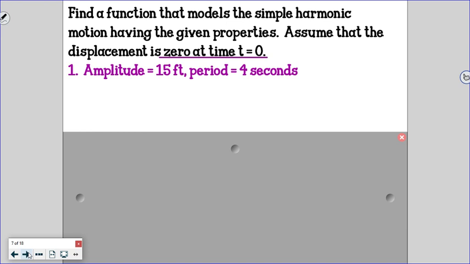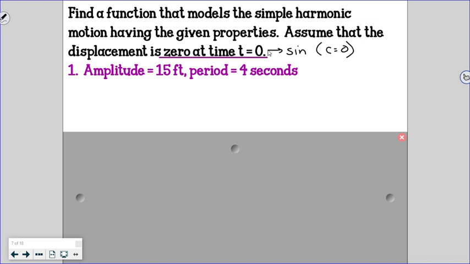But it'll say something like this. Find a function that models the simple harmonic motion having the given properties. And then it says this. Assume that the displacement is 0 at time equals 0. That becomes important to us. It tells us two things. If it's 0 at time equals 0, is that sine or cosine? Sine curve. And our phase shift is also 0, okay, because we're starting at the y-axis.